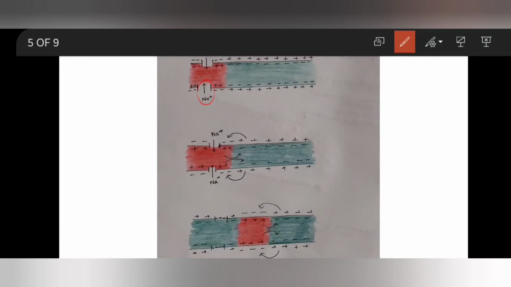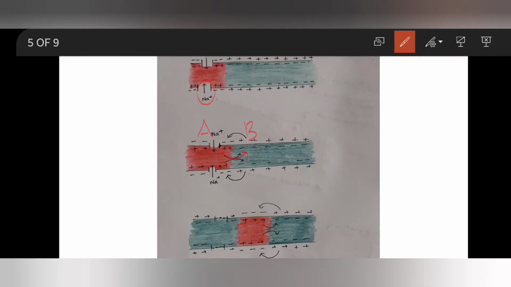So we name these regions. Suppose this red region is region A, and this is region B. The stimulus is given to region A, so there is a reversal in the polarity. The inner side becomes positive and the outer side becomes negative. But region B is in resting membrane potential, so the inner side is negative and the outer side is positive. So inside the axon, there is some flow of current from the positive charge to the negative charge.